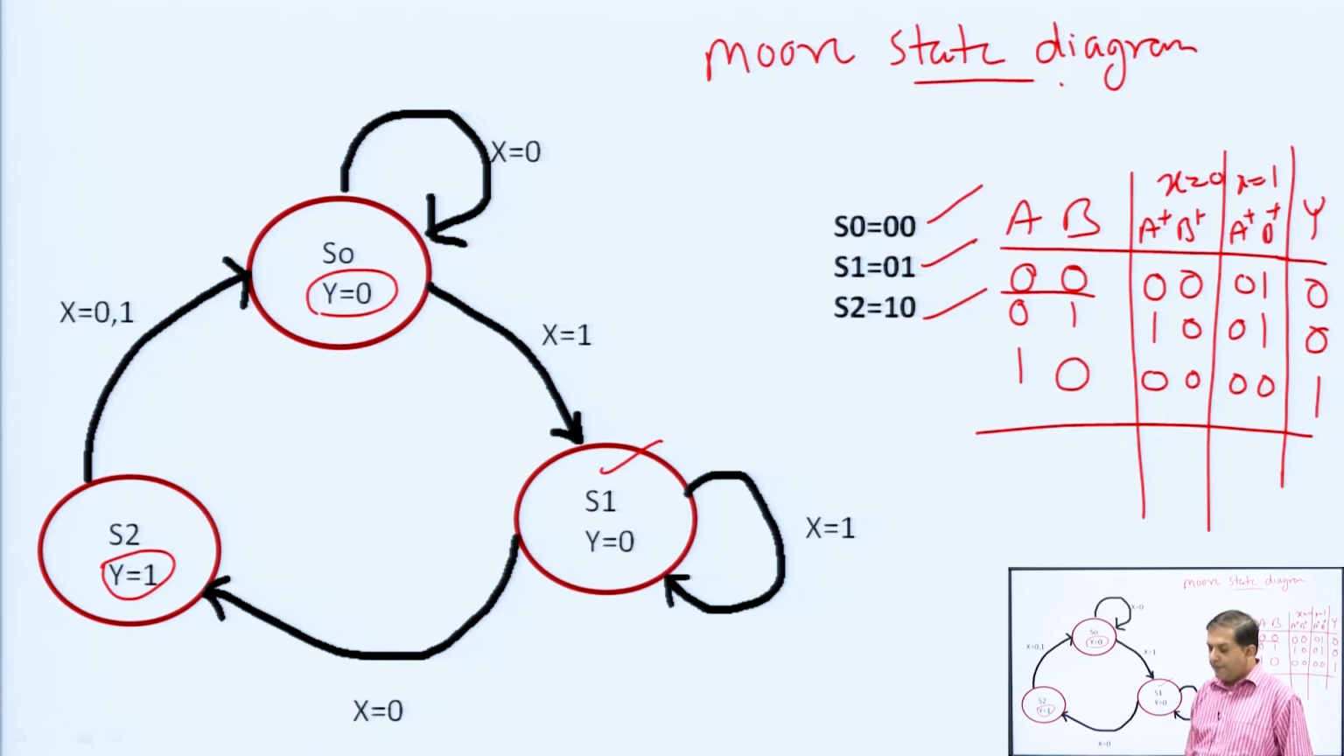Okay. Clear? And in a Moore machine you also know that the output depends only on the present state. In a Mealy machine, the next state depends on the present state as well as the input, but in this Moore machine the output depends on the present state only.